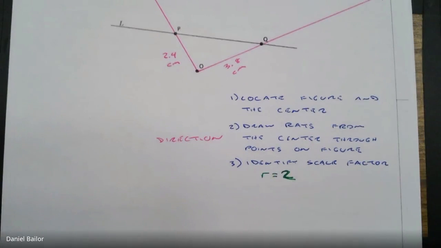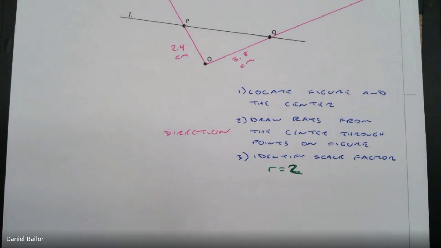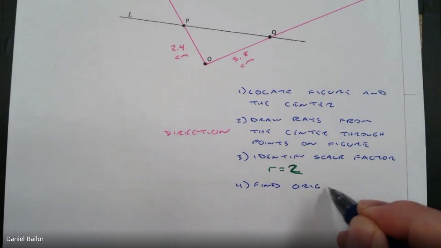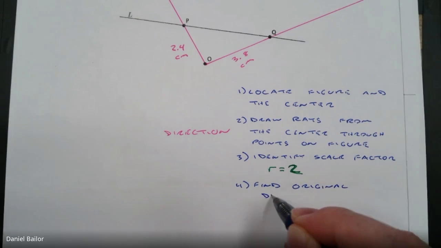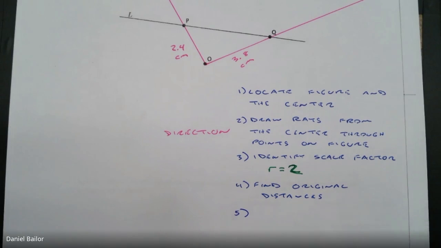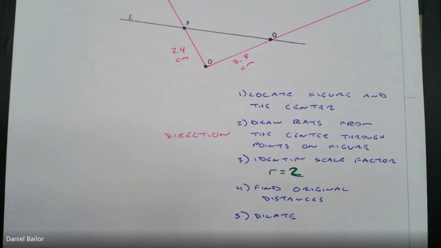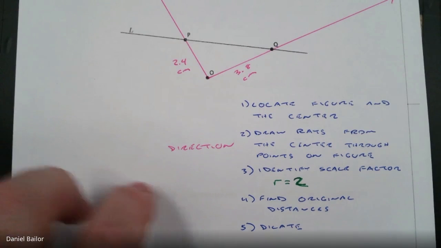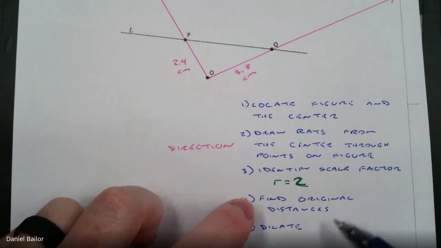So identify the scale factor with step 3. Step 4, find original distances. Step 5, dilate. Step 5 will be dilate. So the scale factor is 2. We found the original distances. Now we need to dilate.